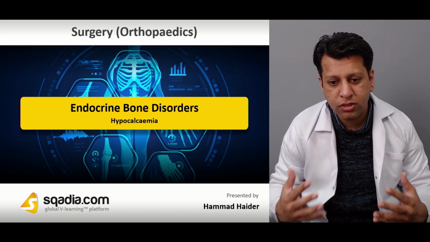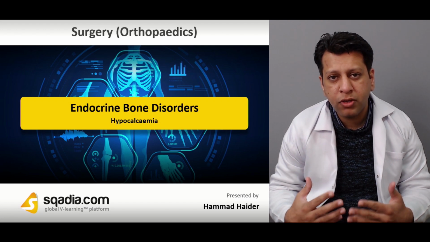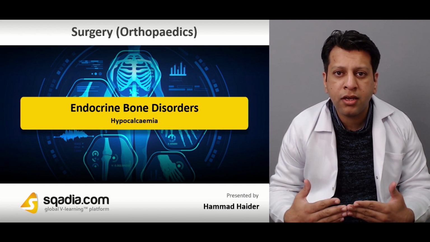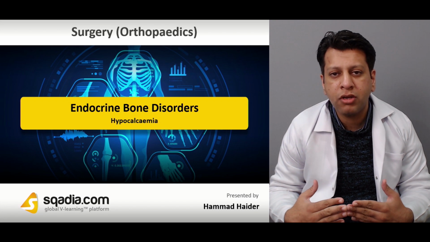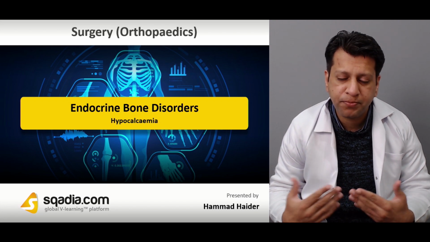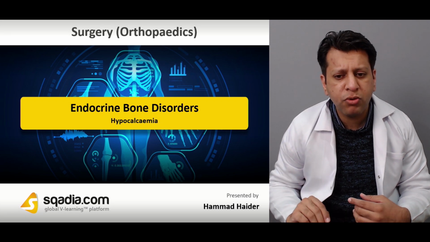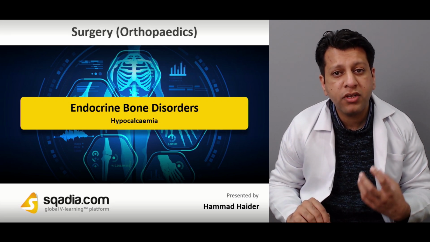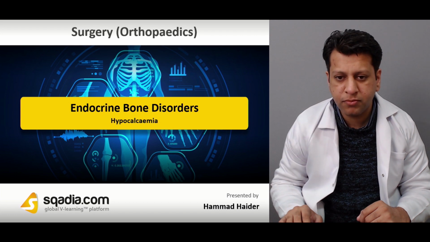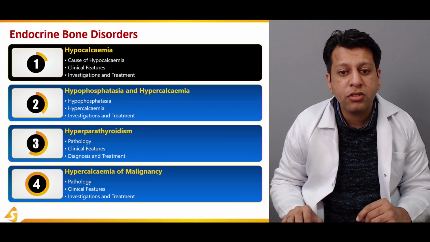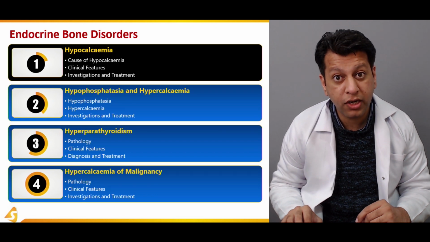And how does all this interlinkage come in? Because the calcium level of bone is regulated by two things. One is parathyroid hormone and the second is vitamin D. And we'll be going through what happens if there is hypocalcemia: the causes of hypocalcemia, clinical features, how to investigate and how to treat this condition.